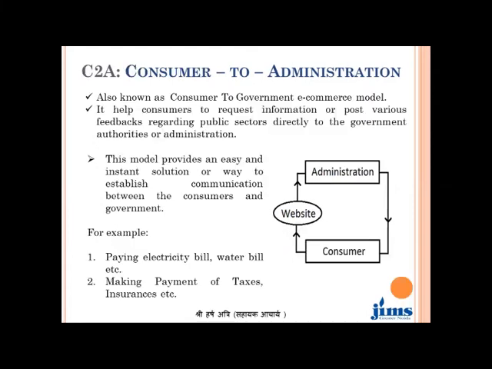And the last one is consumer to administration. This model provides an easy and instant way to establish communication between the consumers and the government to pay the electricity bill, water bill, and taxes through an online process. We have to open the website of that particular department, and from there we can pay our bills and taxes. So this is called the consumer to administration business model.